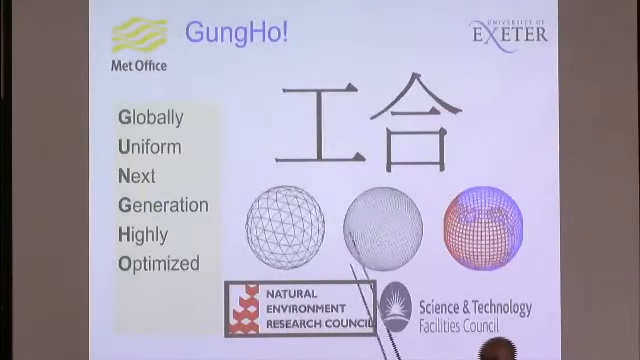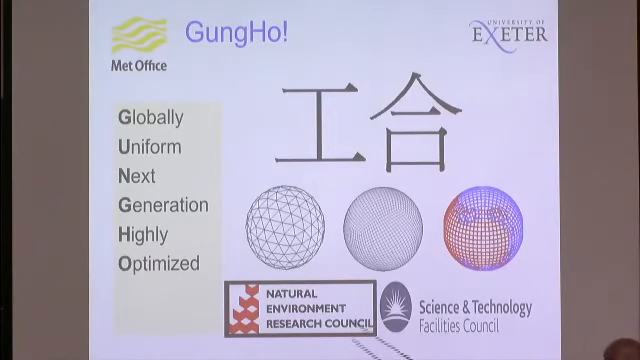And this has led to the Gung Ho project, which you've heard a couple of talks about from John and Colin earlier in the week, one of whose main goals is to produce a model with a more quasi-uniform grid. So, for instance, icosahedral, some form of cube sphere, or Yin-Yang. And this is a project that we've joined between the Met Office, NERC, and the Science and Technology Facilities Council.